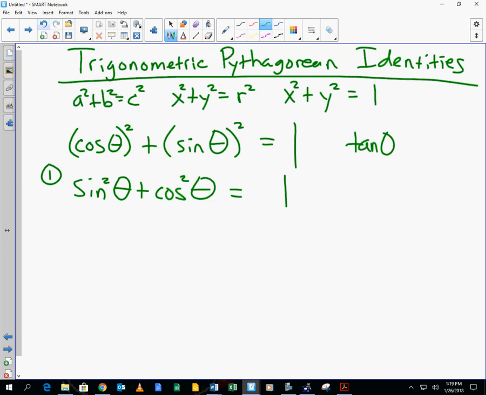Tangent of theta is the same as y divided by x, correct? Oh, but we've learned that instead of y, what can you write? Sine of theta. Instead of x, you can write cosine of theta. Turns out tangent is sine divided by cosine. Important identity number 2.